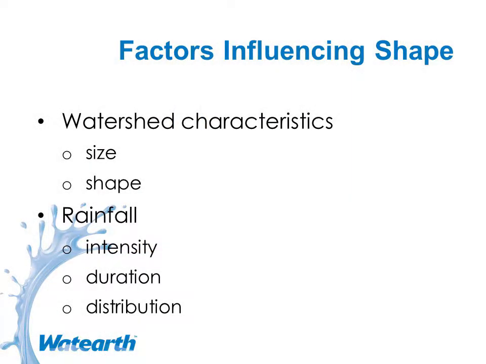All right, so the watershed size and shape. Obviously if we have a watershed that's 100 square feet, it's going to respond really quickly. If it's 100 square miles, it's going to be much slower for the hydrograph to get from the upstream end to the downstream end of the model. And then also the rainfall, the storm event.